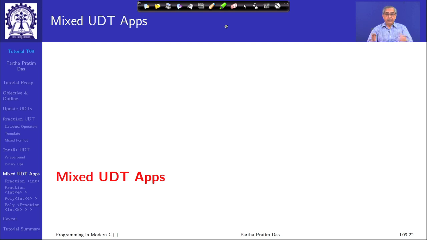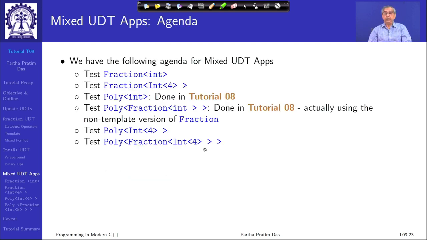Now, we have updated this, so we can very quickly create a lot of mixed applications: fraction with int as the underlying type, fraction with int 4 as the underlying type. Poly with int type we had already done, poly with fraction type we had already done. At that time fraction was not templatized, so we used just the fraction, and now it is fraction int. That also was done in the last tutorial, and we can do poly with int 4, and poly for fraction for int 4.